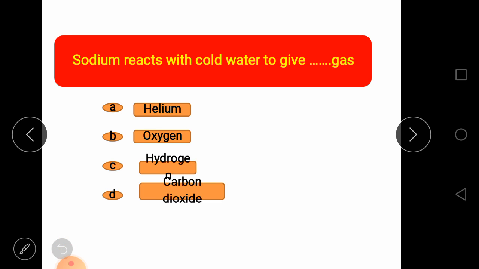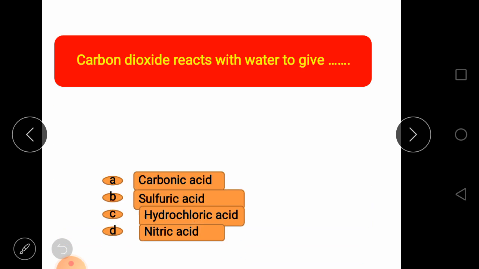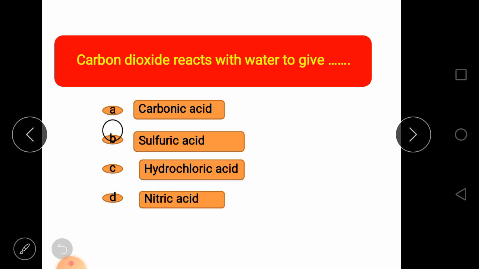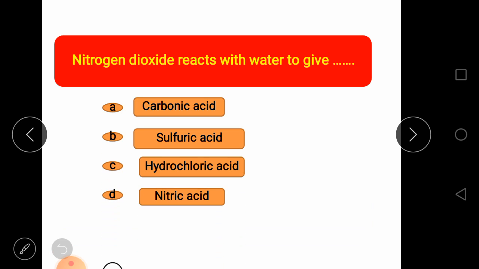Ustaz Omar Tawaf. Okay, here we have some types of questions which are draw circle, complete, and the odd word. The first question is sodium reacts with cold water to give which gas? Hydrogen gas. Carbon dioxide reacts with water to give which acid? Carbonic acid. Yes, from the word carbon, you can guess the acid here. Also, we have nitrogen dioxide reacts with water to give which acid? Yes, it is nitric acid.